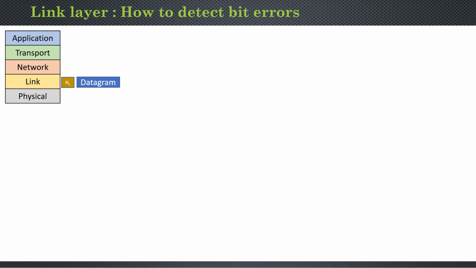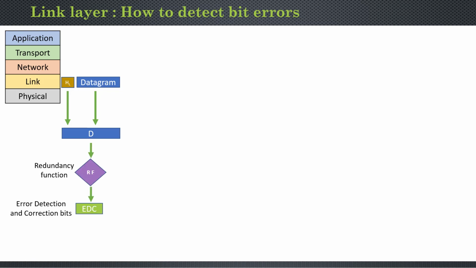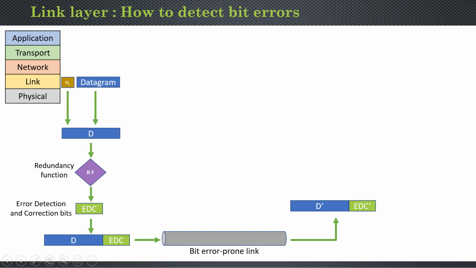Let's now see how to detect these errors. We have seen earlier that the transmitting node must include an error detection bit in the frame, or a redundant bit, so the receiver can detect these errors. At the sending node, let's consider the datagram that the link layer receives from the network layer. Let's consider data D as the combination of the datagram and the link layer header information. To be protected against bit errors, a redundancy function creates error detection and correction bits. We will call them EDC. Both D and EDC are sent to the receiving node in a link level frame.